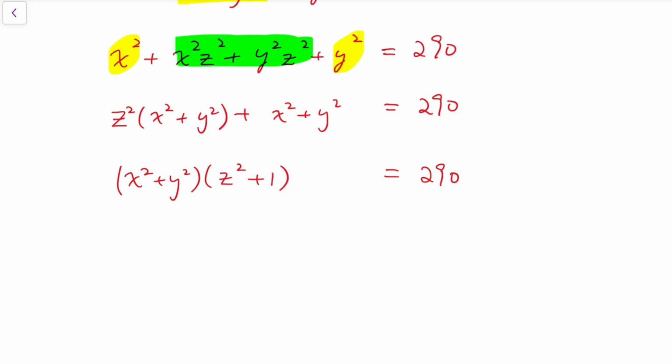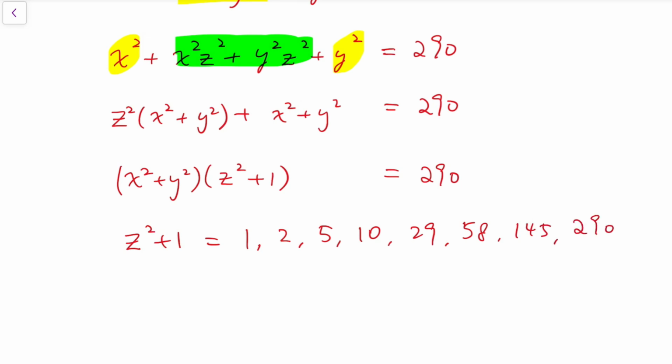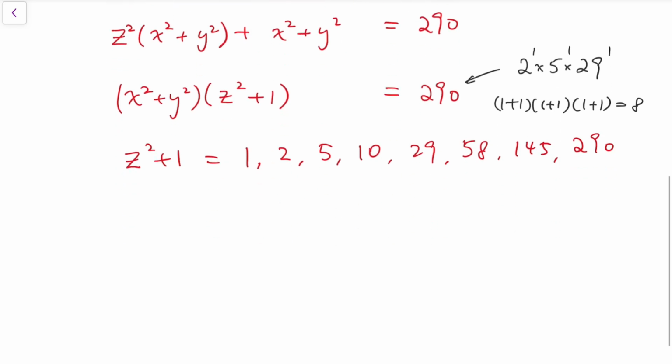Next, because x, y, z are supposed to be integers, that means z squared plus 1, being positive, is a factor of 290. So that means z squared plus 1 is either equal to 1, 2, 5, 10, 29, 58, 145, or 290. There should be 8 factors because 290 is equal to 2 times 5 times 29. So the number of factors should be the product of each exponent added by 1, which means there are 8 factors, and we have included all of them.